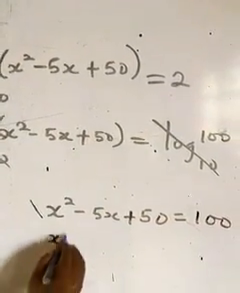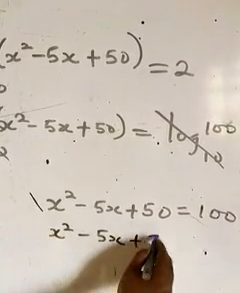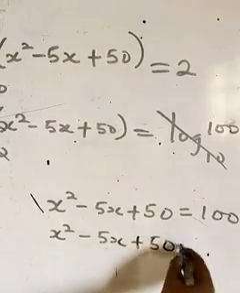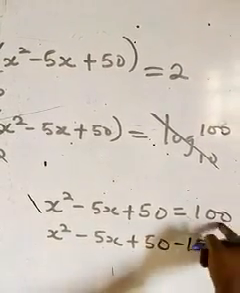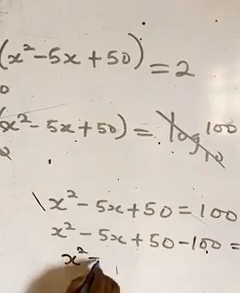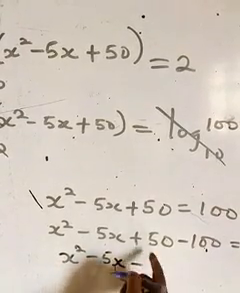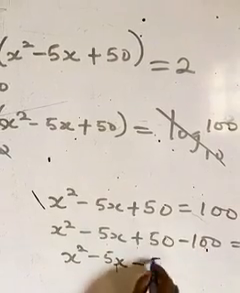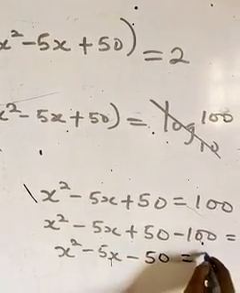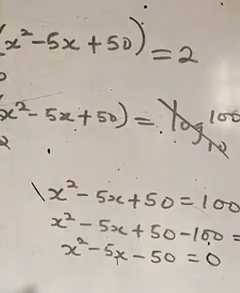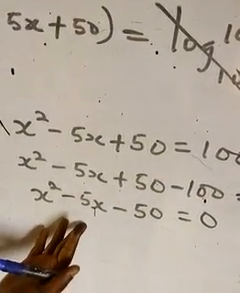Now, this becomes x squared minus 5x plus 50. This 100 comes there, becomes minus 100 equals 0. You are left with 0. Now, x squared minus 5x plus 50 minus 100 gives you what? Minus 50 equals to 0. Now, this is a quadratic equation. Let's solve using factorization method.